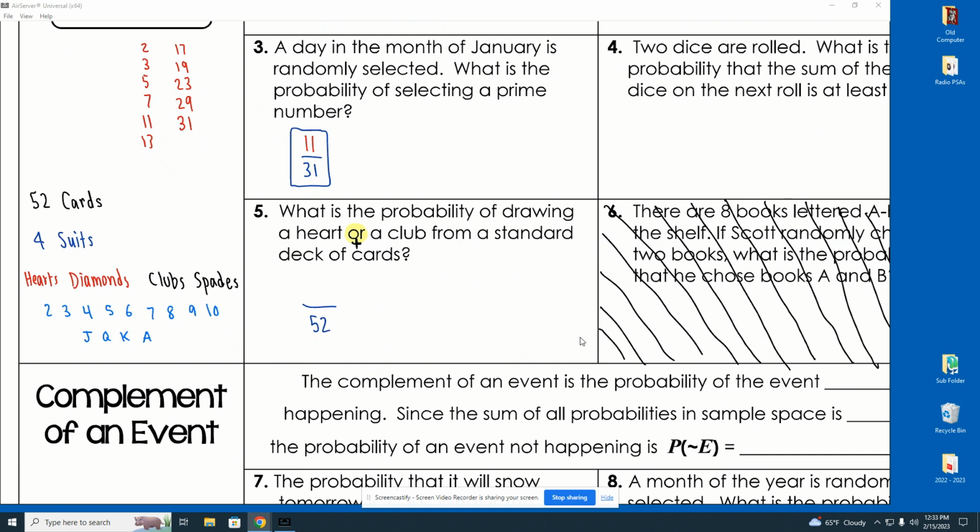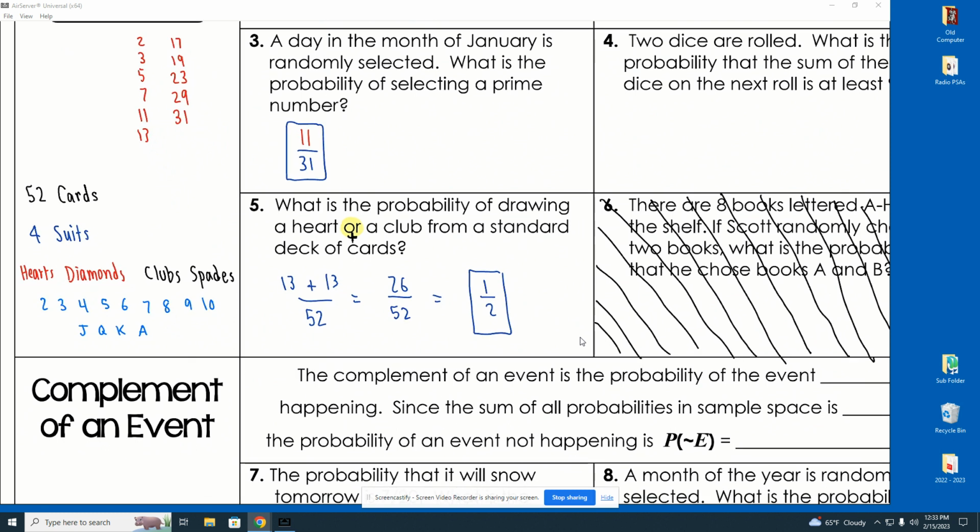But what could it be? It could be a heart or a club. Well, how many hearts are there? How many clubs are there? So it could be 26 total cards out of the 52, which is how much? And most of you guys probably saw it and knew it was 1/2. And that's great. But that's how OR works. It happens with single events, and it simply means you add probability. Okay? Single events, simple events, 1.